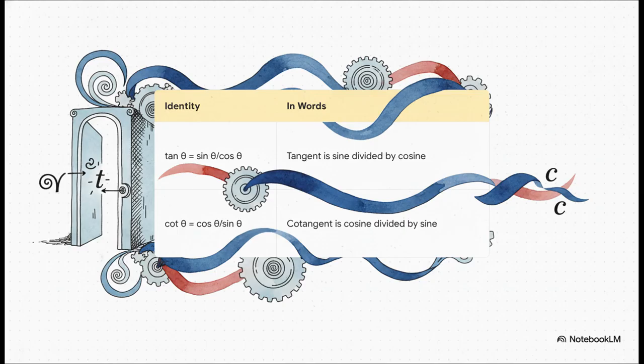Next in the toolkit are the quotient identities. These are a game changer because they put our master strategy directly into action. They show us exactly how to write tangent and cotangent using only sine and cosine. So tangent is just sine divided by cosine. And since cotangent is the flip of tangent, it's just the other way around, cosine divided by sine. These are your go-to conversion tools.